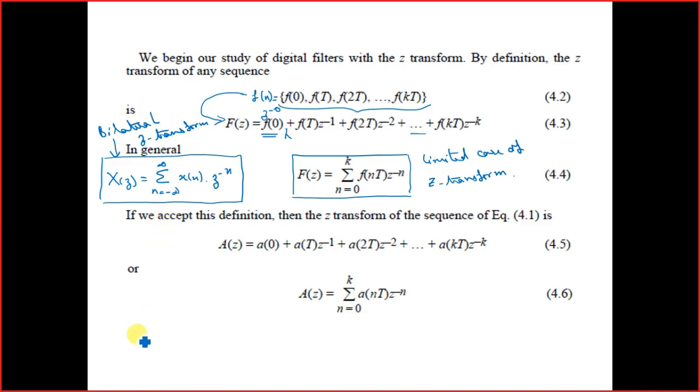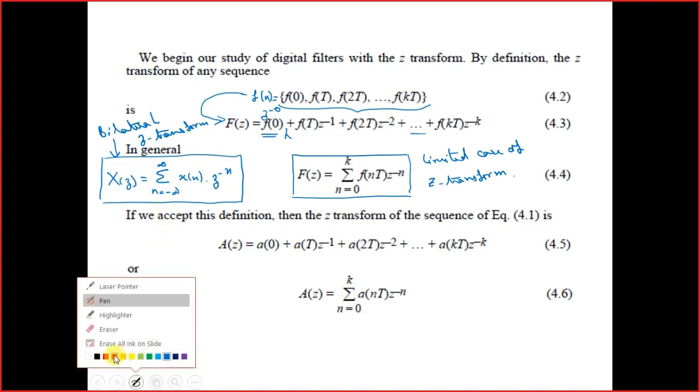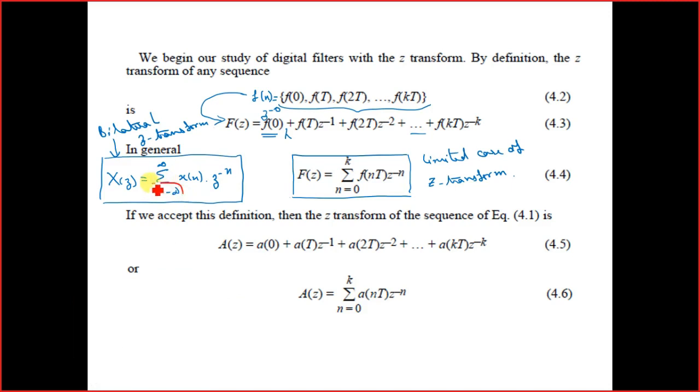Now, if we change this n and replace it with n equals 0, then this transform, when your n starts with 0 and continues up to infinity, is regarded as unilateral Z transform. Okay.